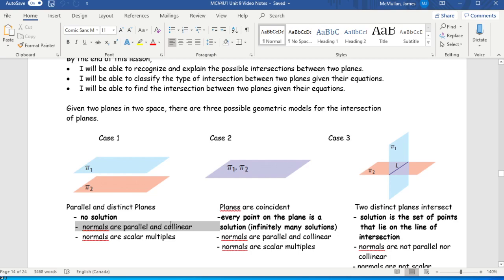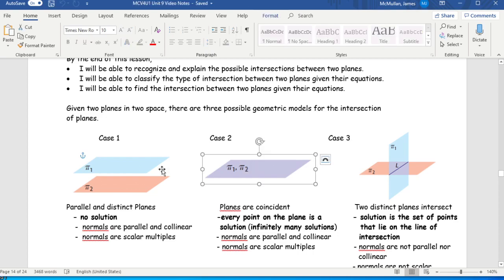In this case, the normals, remember, how do you tell if planes are parallel or not? You compare their normals. So what you get here is that the normals are parallel, but you will find that when you try to test a point from the first plane in the second plane, it doesn't work. On the other hand, if you try this when the two planes are in fact on top of each other, so think of one plane as your desk and one plane as a piece of paper on your desk, everywhere on that paper is also on the desk, on that plane. They're in common. So every point on the plane is a solution.